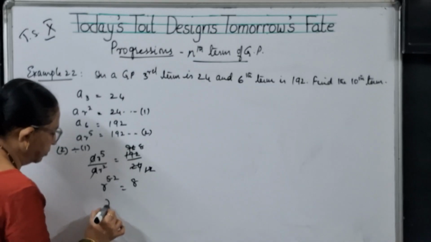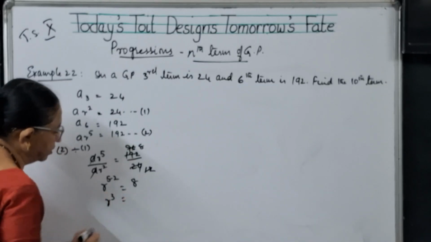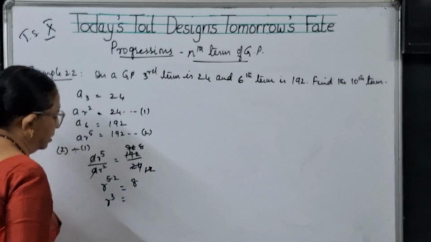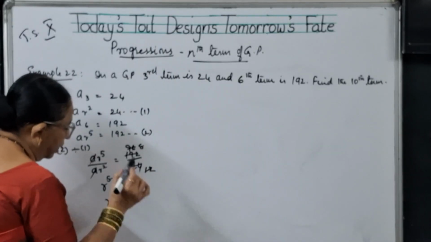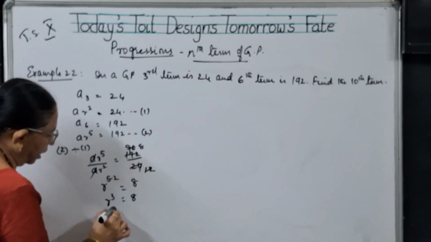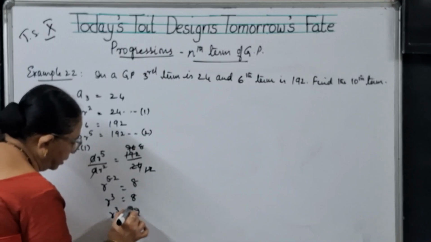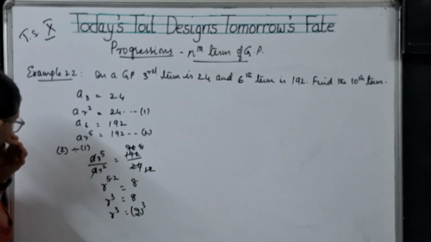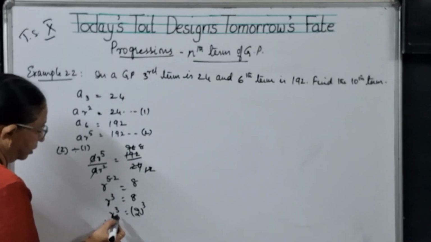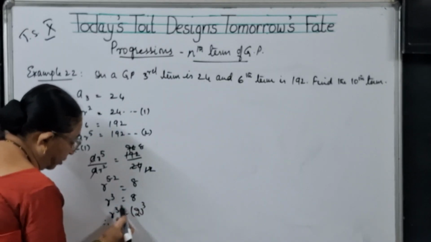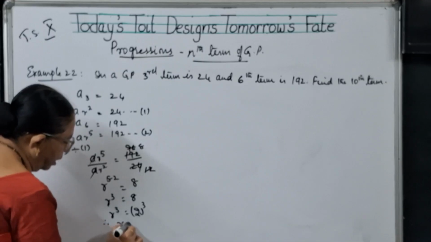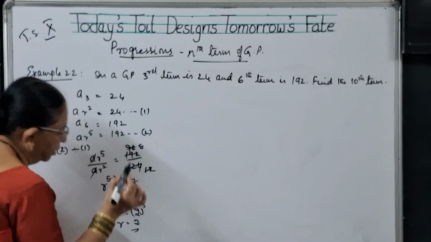r to the power of 5 minus 2 is r cube, which is equal to 8. Sorry children, it is 8. r cube is 8. r cube is 8 means 8 can be written as 2 cube. Therefore, powers are equal, and when powers are equal, bases will be equal. The r value you have got is 2.